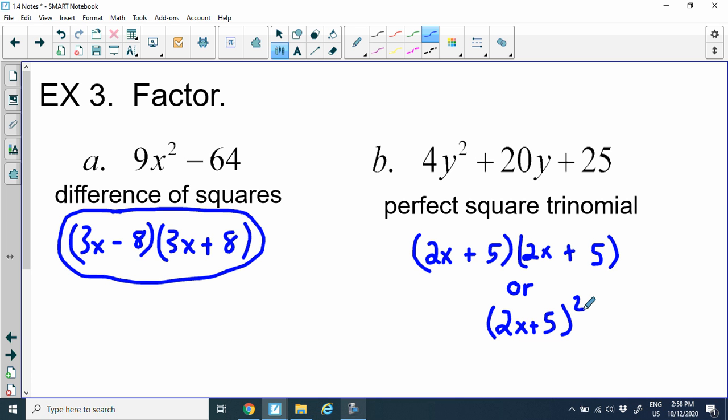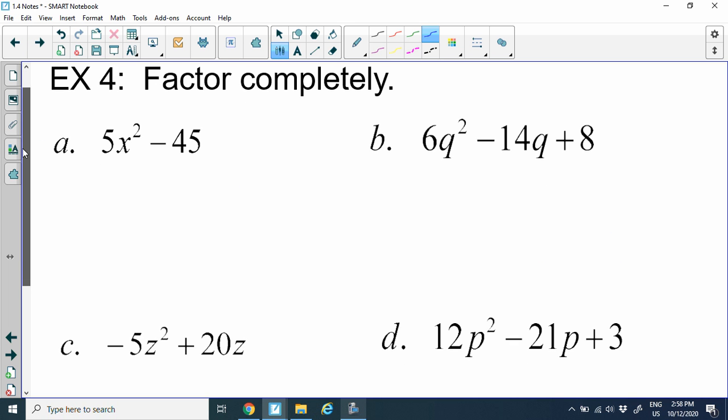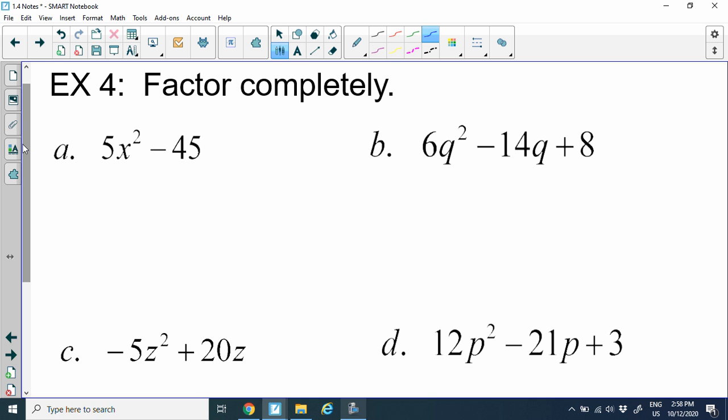Okay, let's go ahead and do the next one. So we're going to continue to factor, and we have multiple ones here. So these are going to be where can we take something out. So sometimes when a does not equal 1, it is possible that there is a common factor that all terms have in common that we can actually take out first and then continue to factor.